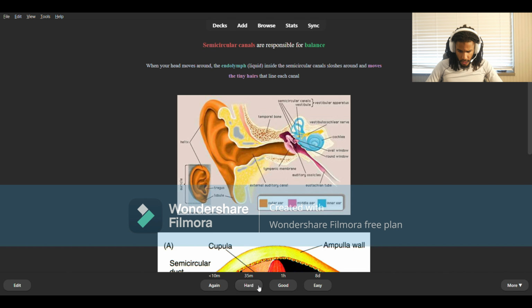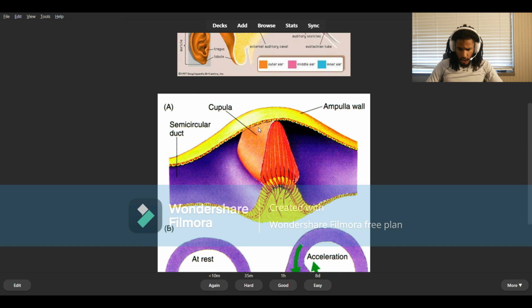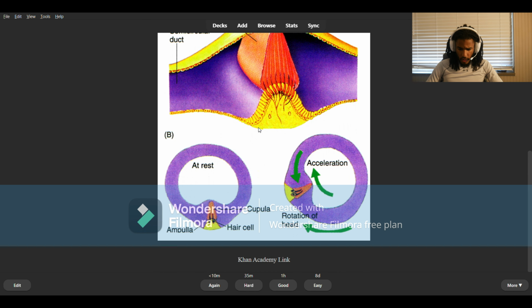For balance, when your head moves around, the endolymph liquid inside the semicircular canals sloshes around and moves the tiny hairs that line each canal. Semicircular duct, ampullar wall, at rest, acceleration. Man, I have a lot to learn.